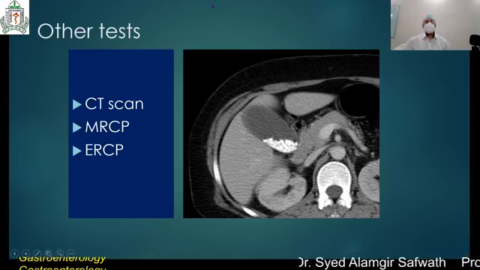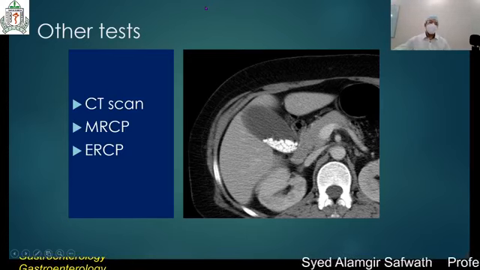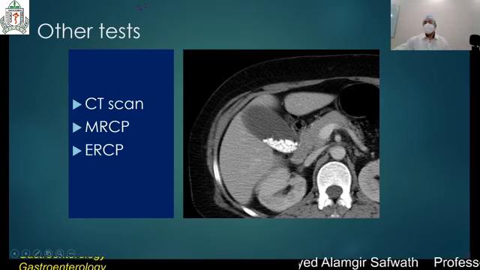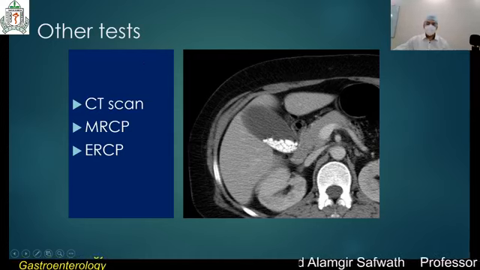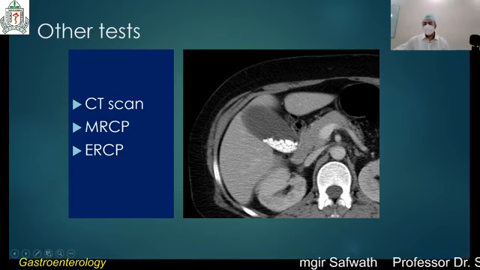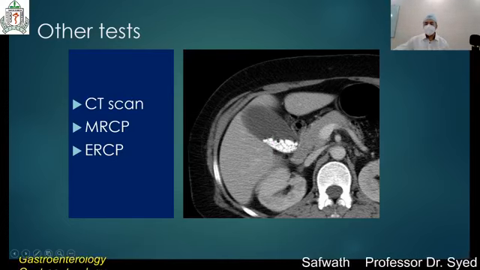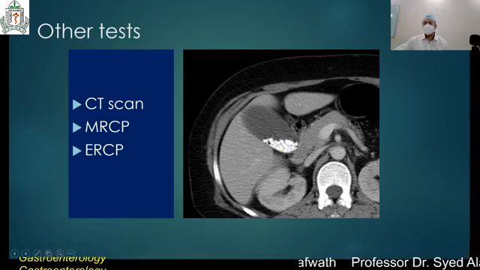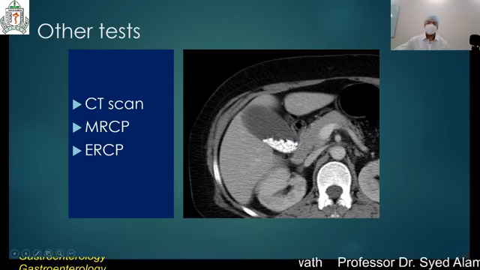If we could not reach the diagnosis with all those previous investigations, then we'll plan for some advanced investigations like CT scan, MRCP, and ERCP. Here you can see the CT scan showing multiple stones within the gallbladder, which was the cause of abdominal pain in this patient.